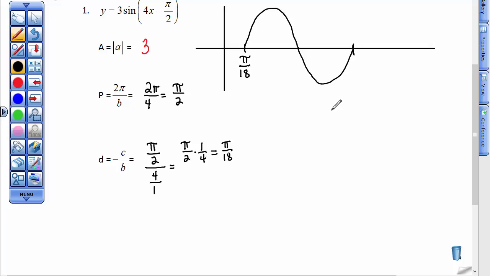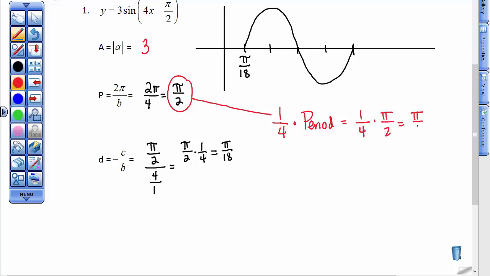Remember, there are 4 important quarter points. I can no longer put the period right here, pi over 2. I can't do that because I didn't start at 0. I started at pi over 18. So what I have to do now is very, very important, and that is that I have to take 1/4 of the period, because each of those quarter points are equally spaced a quarter of the whole distance that it takes to travel through that one cycle. So a quarter of pi over 2, which is the period, is pi over 8.